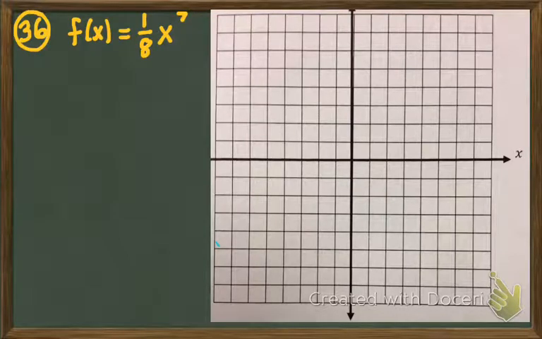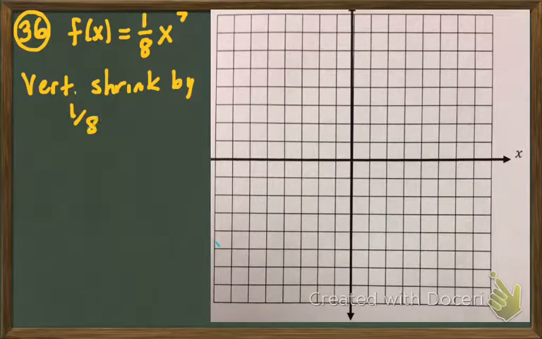And remember, to describe these changes, all we have to do is to look for what's different in the equation we're given and the parent function. And in this case, our parent function is x to the 7th. And the only difference is that 1/8. It's an outside multiplier less than 1. So this is a vertical shrink by 1/8. That is the only difference, and you could be more explicit here, I guess, if we go ahead and say of x to the 7th.